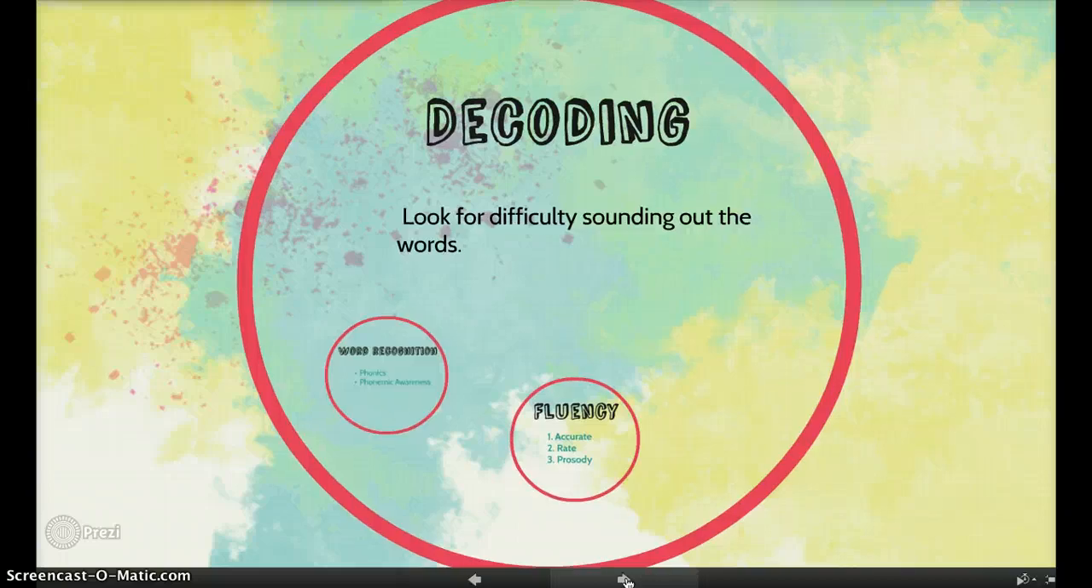Looking at decoding first. While looking for a decoding problem, first you would listen to the students and target the students who might be having a hard time sounding out words. Decoding deals with word recognition, such as phonics and phonemic awareness. Phonemic awareness is being able to hear and manipulate individual phonemes or sounds. A great way to see if a student has phonemic awareness is by rhyming, having students practice rhyming and choosing words that rhyme together.